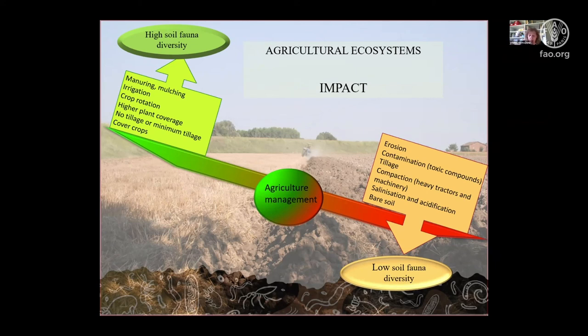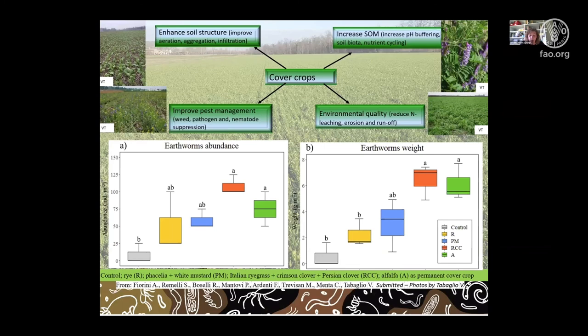where soil fauna lives. And tillage has generally a dramatic impact on soil invertebrates, but the effect depends on the depth and the ploughing, the soil type that we have to consider. So in the maintenance of soil fauna diversity, cover crops, avoiding the bare soil condition, play a key role increasing biomass input to the soil.